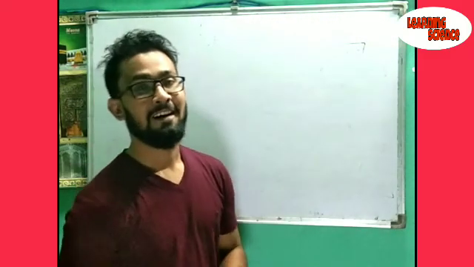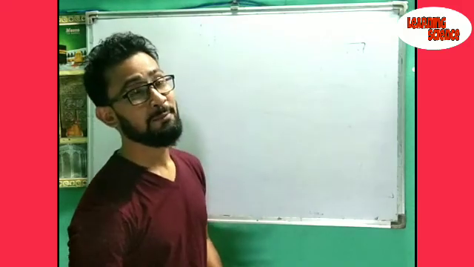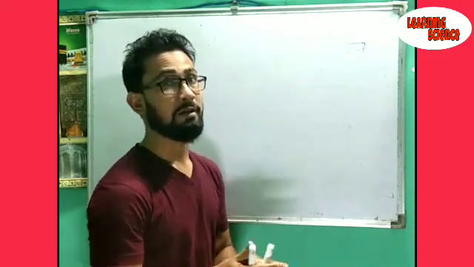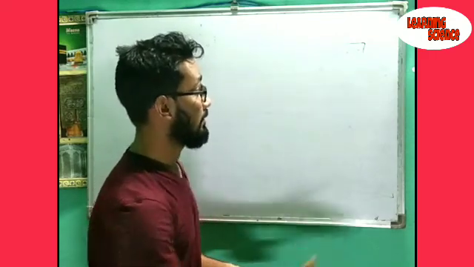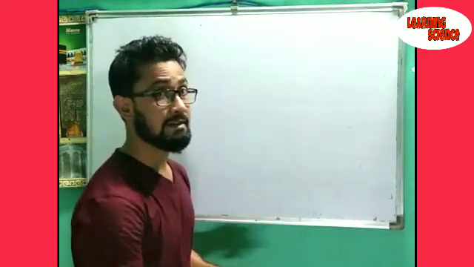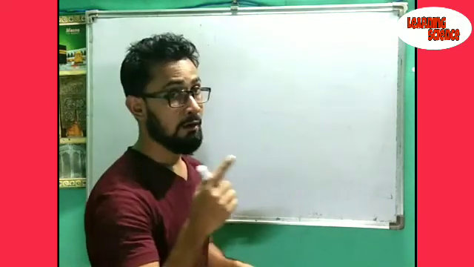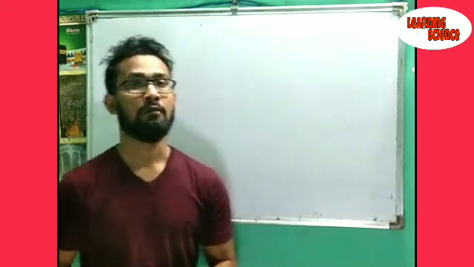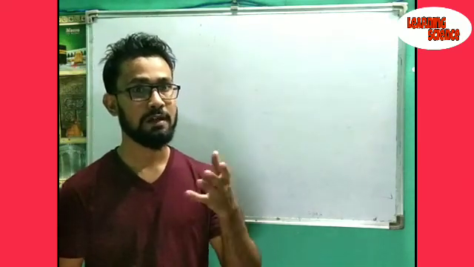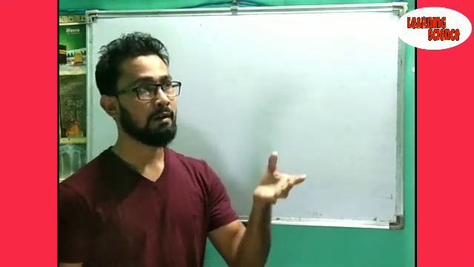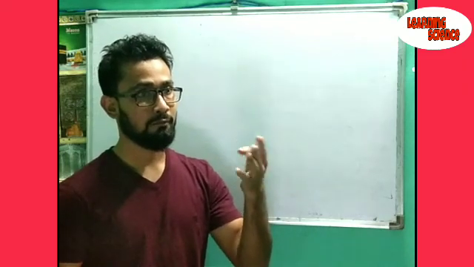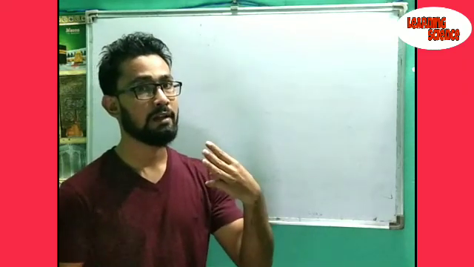Hello students. So this is our second lecture of light, chapter number 10, reflection and refraction. In part 1 we discussed what light is, and we learned that light is a form of energy which enables us to see the objects around us. Then we discussed the nature of light, and we can understand it by using 3 theories.